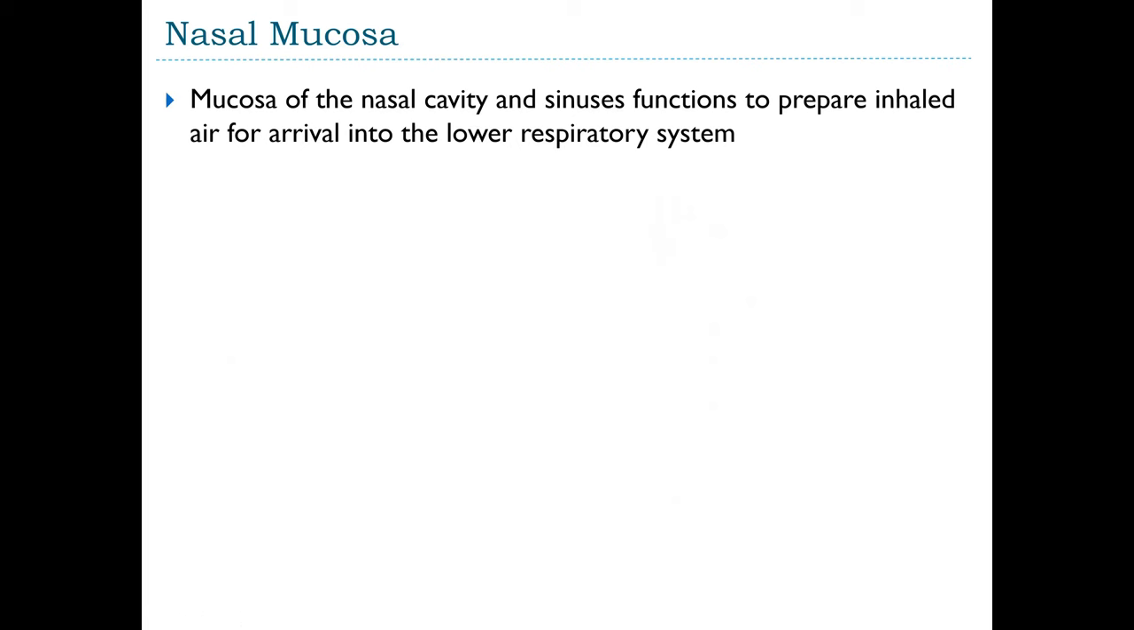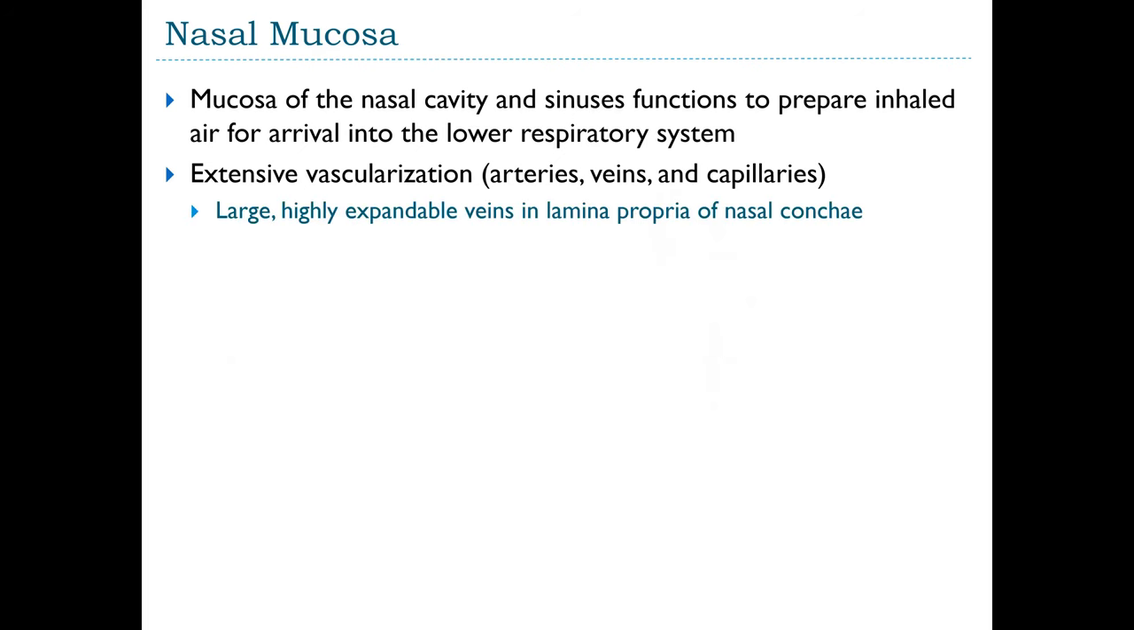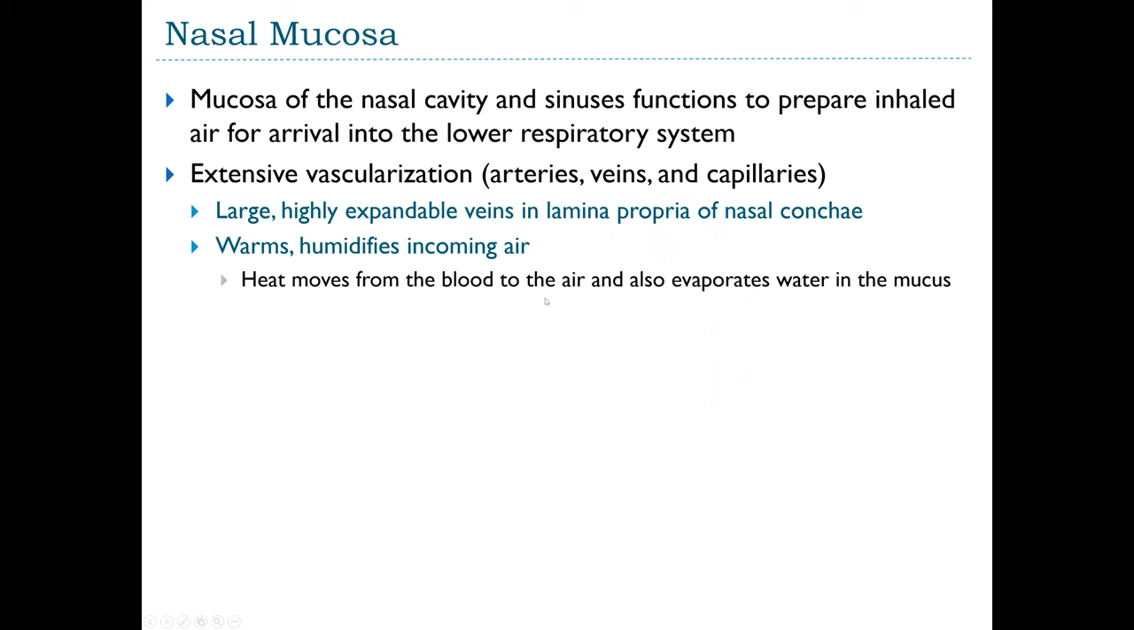So the mucosa of the nasal cavity and the sinuses functions to prepare inhaled air for arrival into the lower respiratory system. So you have very extensive vascularization in the nasal mucosa, and this means lots of arteries, veins, and capillaries. And what's more, you have even additional large, highly expandable veins in the lamina propria of the three nasal conchae. So the purpose of having all of this extra blood flow to the mucosa of the nasal cavity and sinuses is to warm and humidify the air that you are breathing in. So as you're breathing in and that air is swirling around, the heat is moving from the blood, because the blood is being brought very close to the surface. The heat is moving from the blood to the air to warm the air up before it makes it to your lungs.